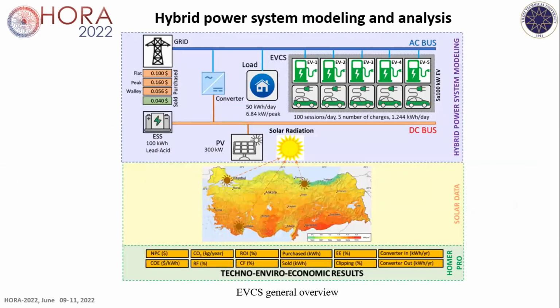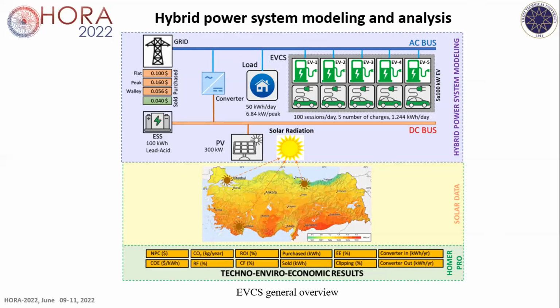The figure shows the created hybrid power system model for the electric vehicle charging station system. You see the 5 different electric vehicle charging stations, totally 100 consumer potential per day. The electric vehicle charging station is connected to the AC bus, and the PV panel and electric energy storage system are connected to the DC bus. And also there was an inverter between them.